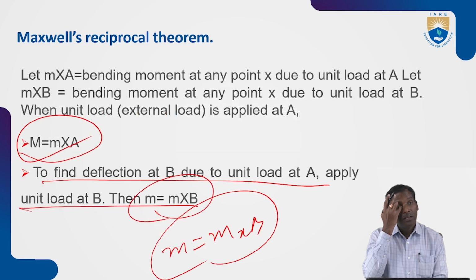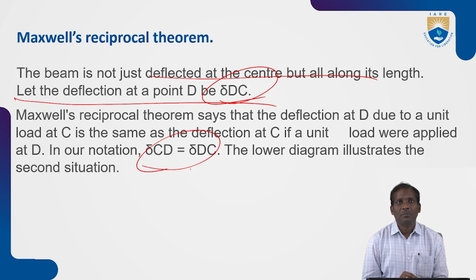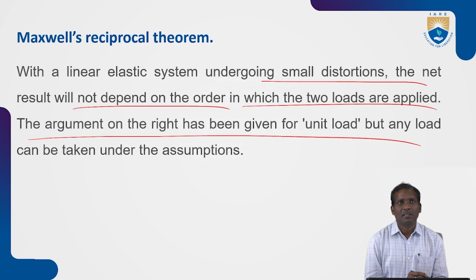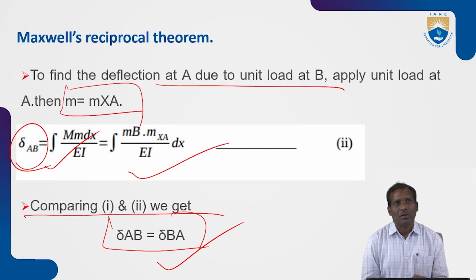So actually these basics are applied on the right to the situation of loads being applied in succession, first at C and then D, and then in the reverse order. Both are equal. The reciprocal theorem says that the deflection at point D due to a unit load at C is the same as the deflection at point C if the unit load were applied at D. So in our notation, delta CD is equal to delta DC, as shown in the figure. But in our proof, we have taken A and B. Like this, you need to derive Maxwell's reciprocal theorem, and then apply this theorem for problem solving. Later we will discuss how to solve problems on Maxwell's reciprocal theorem and Macaulay's method.